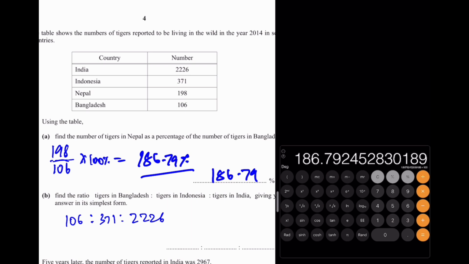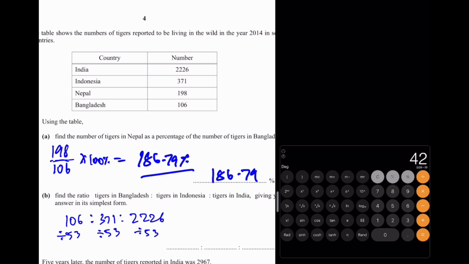Now this may not be easy to realize, but this is not in simplest form. The reason is all of these are divisible by 53. And of course, how do I know that? It's because we can say 106 only has two factors other than 1 and the number itself. So they are 2 and 53. 2 times 53 is 106. So dividing by 2 of course doesn't work for all the numbers since this is odd. But dividing by 53 actually works. And since we have a calculator, we can verify that very easily. 106 divided by 53 is 2. Now 371 divided by 53 is 7. 2226 divided by 53 is 42.